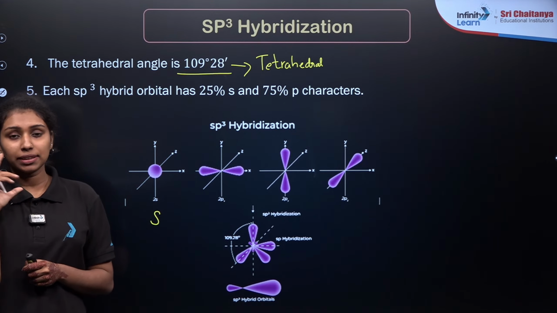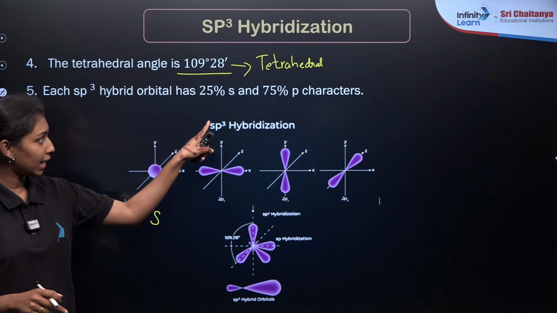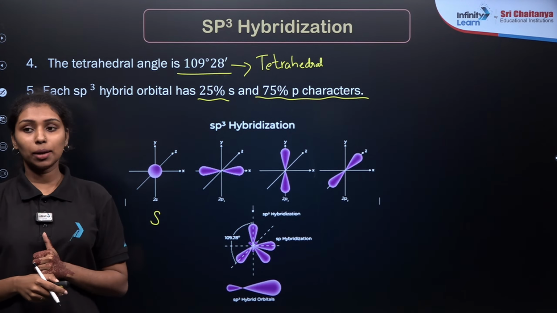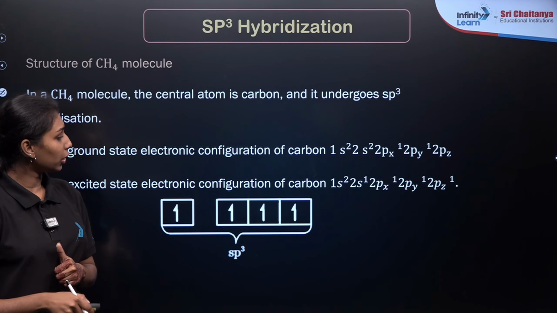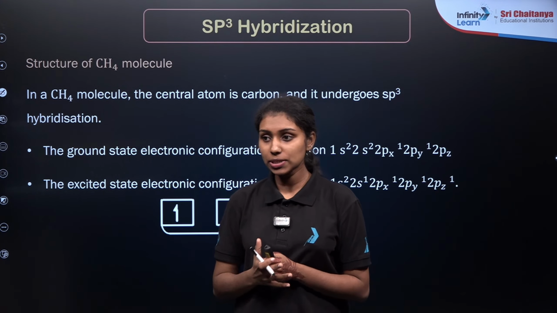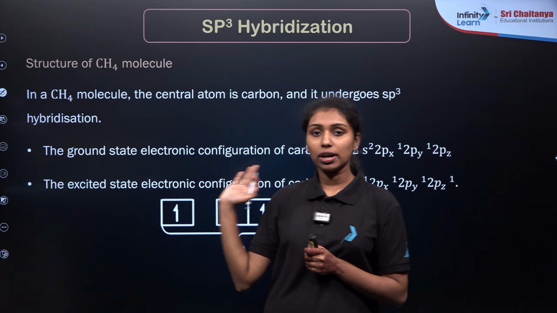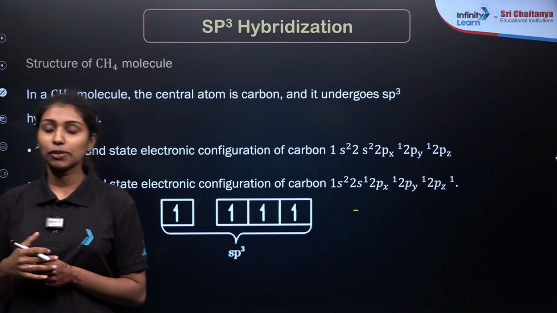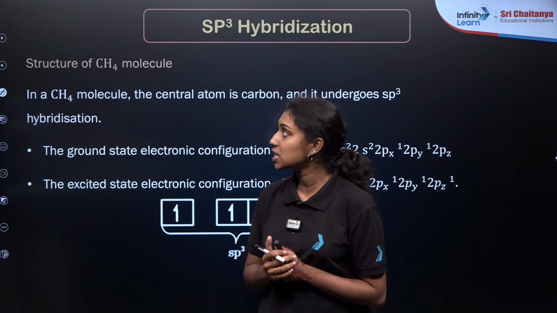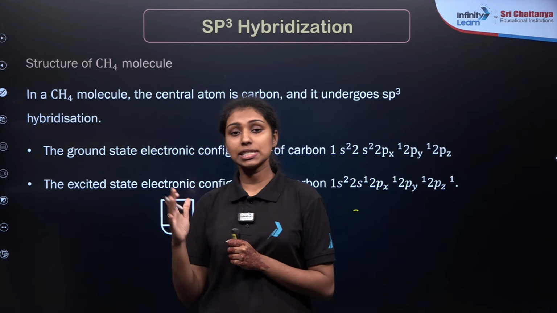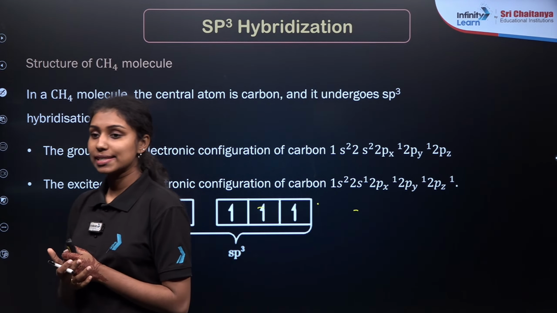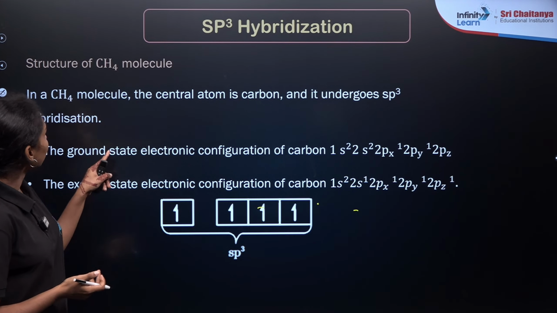And as we already know, in sp3, out of 100%, 25% is s character and 75% is p character. Now we need to focus on an example of an sp3 hybridized molecule. I think we have already discussed methane, right? In the case of carbon and its compounds, this is a single bonded carbon compound known as methane. If you are finding the hybridization of the CH4 molecule, it is sp3 hybridization, which means carbon will be undergoing sp3 hybridization. So we need to focus on the electronic configuration of carbon, which is given here.